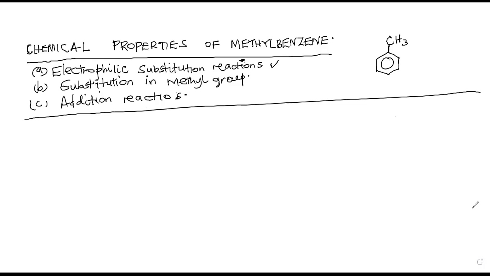So basically, you need to know that when you talk about electrophilic substitution reactions, they can occur in the benzene ring. We want to first see those electrophilic substitution reactions in the ring itself. Remember what I told you in our video lesson number 4. We said that methylbenzene reacts with all electrophilic reagents, and in each reaction, it is more reactive than benzene.